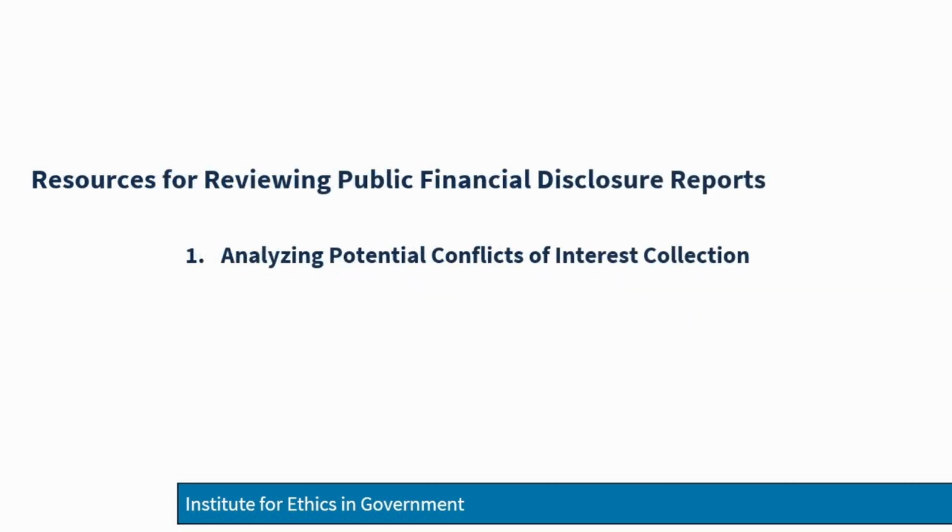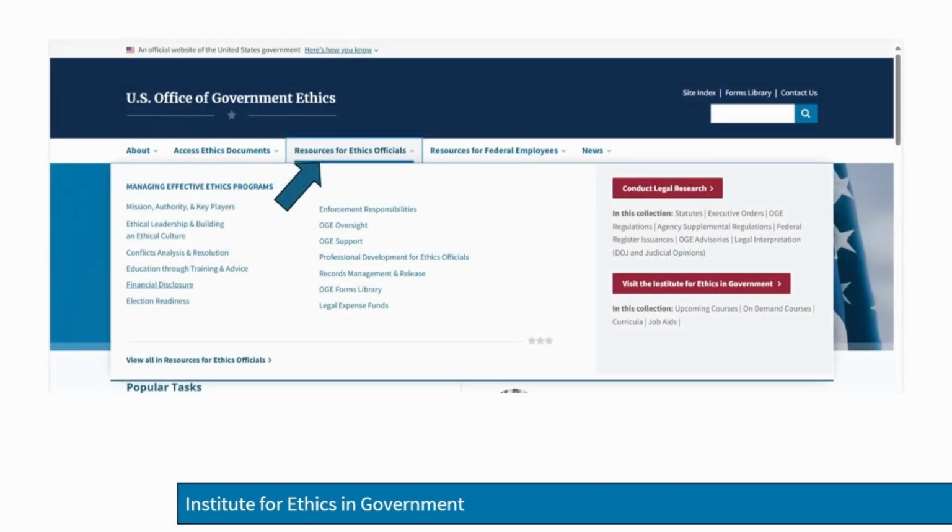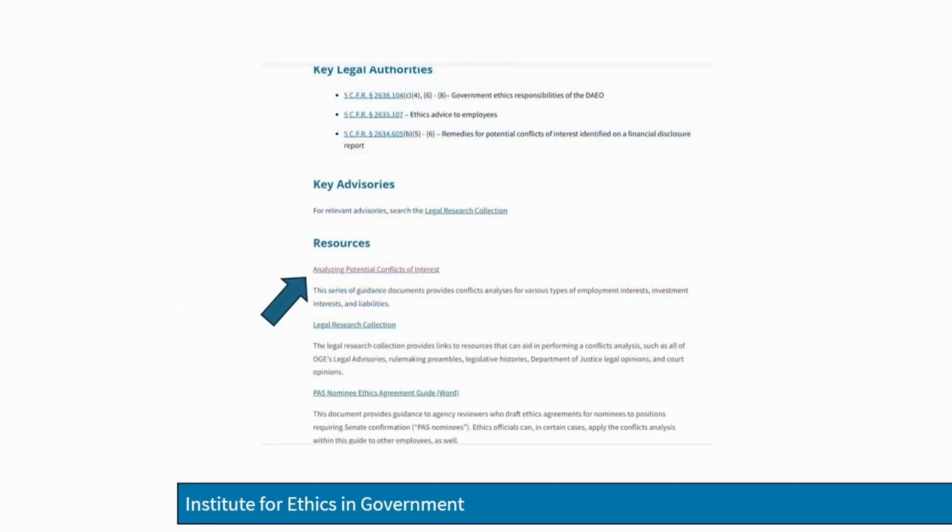We also need to be familiar with an important set of resources to help us in our conflicts review. The Analyzing Potential Conflicts of Interest collection is the primary resource we will consult to conduct our conflicts review. To find it, we need to begin on OGE's website, then navigate to Resources for Ethics Officials, then to Conflicts Analysis and Resolution, and then scroll down to the Analyzing Potential Conflicts of Interest collection.